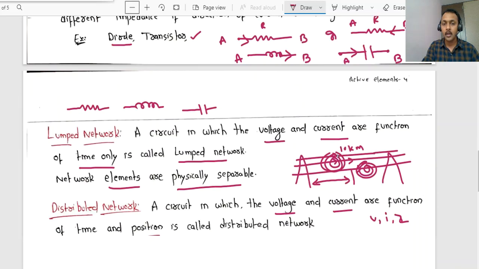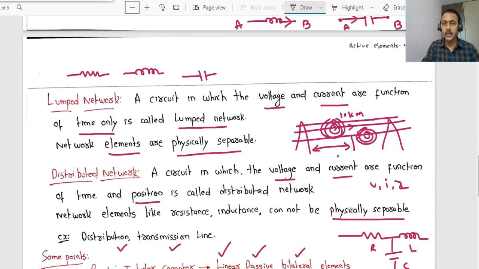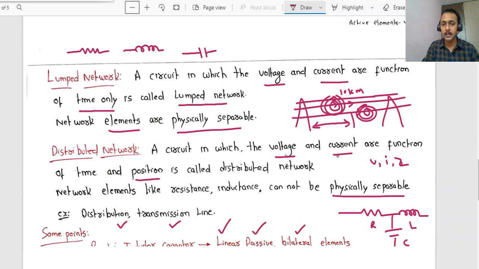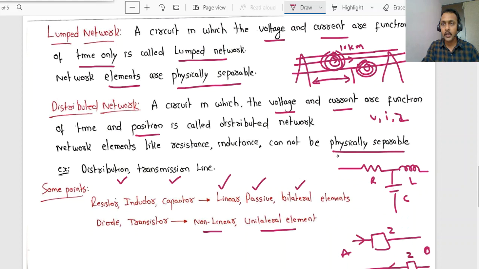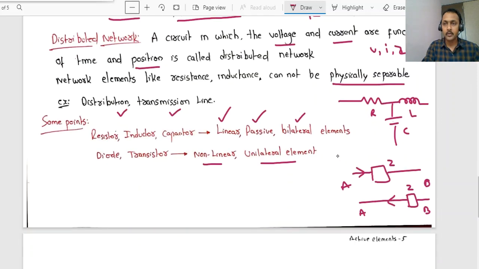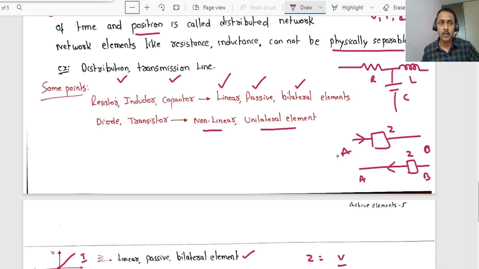Lumped network: voltage and current are functions of time only. They will not depend upon distance. The elements are physically separable, really physically present. Distributed network: voltage and current are functions of time and also of the distance at which you are measuring them. Example, distributed network, right? So this is all the summary about the elements. Thank you.